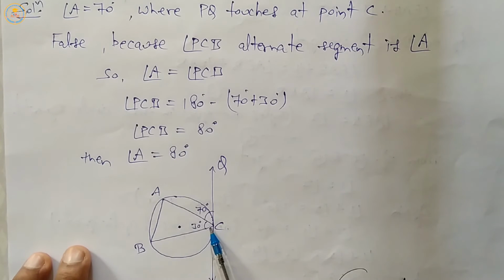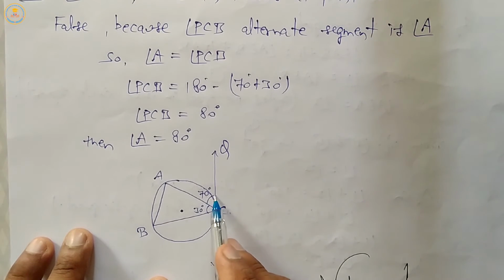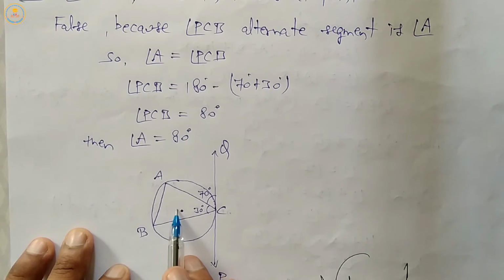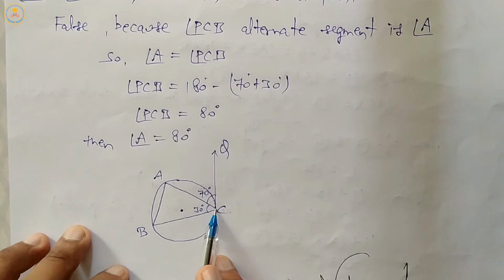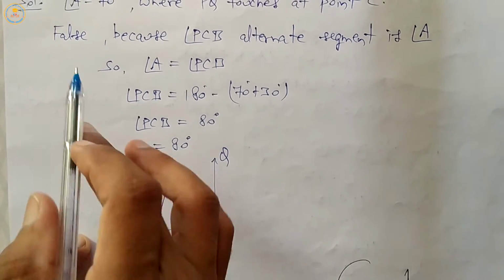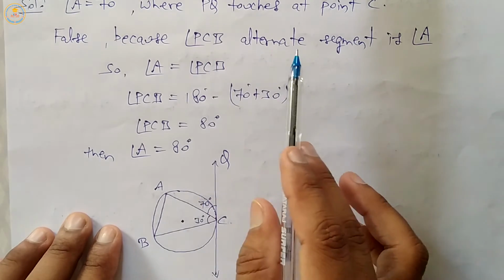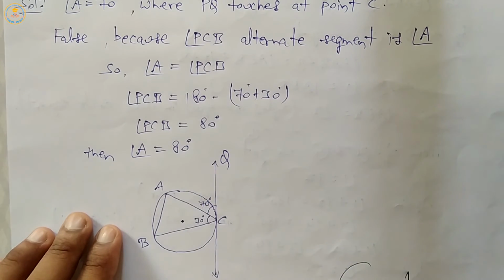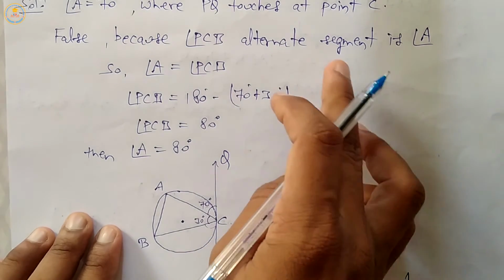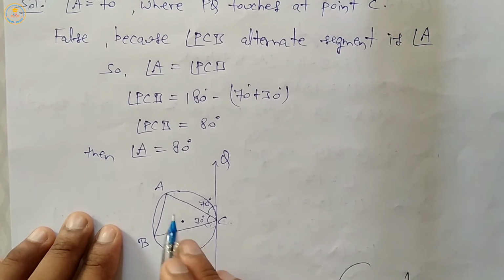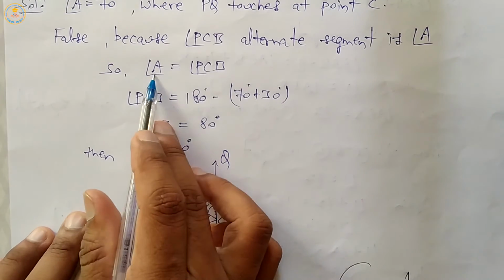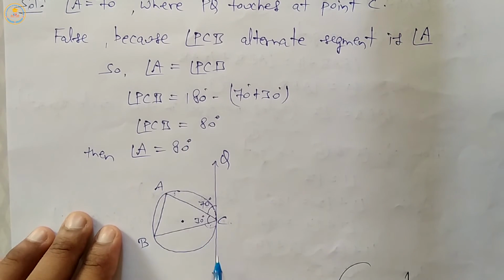True or false? It is false, because the total angle is not given, nor a line segment or radius. Why? Because for angle PCB, the alternate segment angle is angle A. Angles made in the same segment are equal, so angle A equals angle PCB.